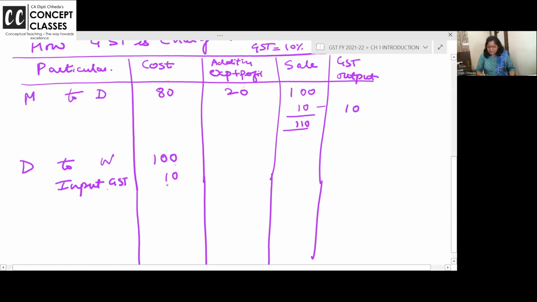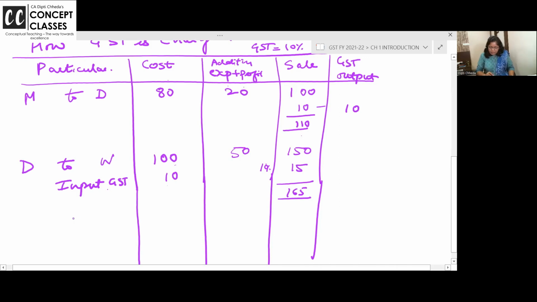Input GST I'll keep separate. In my cost, let me add 50 rupees. After purchasing, the distributor added his expenses 20, his profit 30, whatever it may be, and he's selling to the wholesaler in 150. On 150, again he is charging 10%, 15 rupees GST.